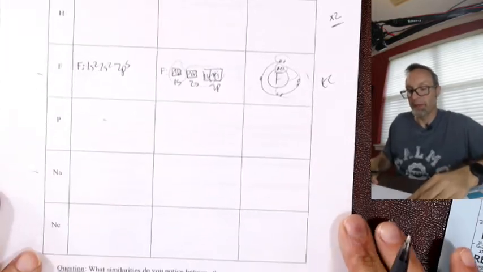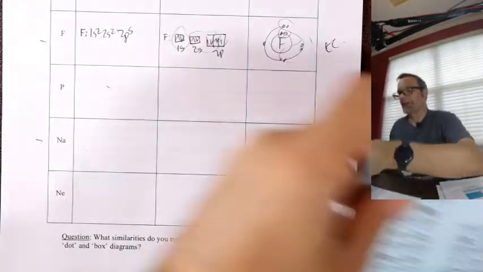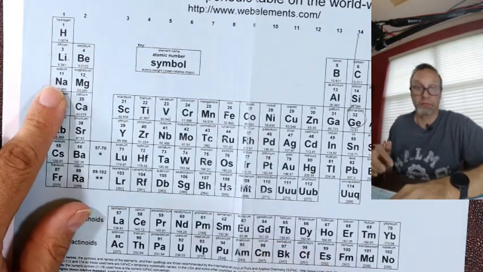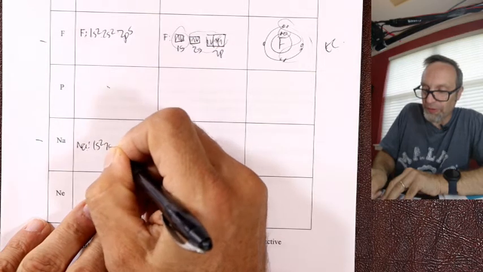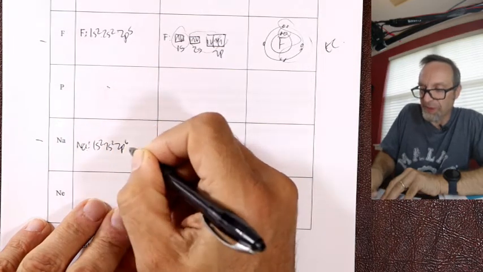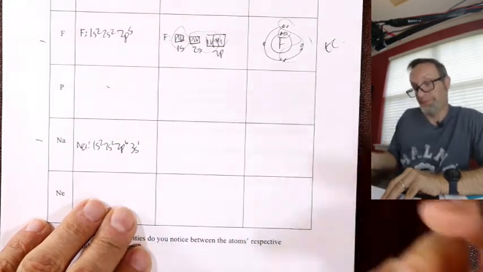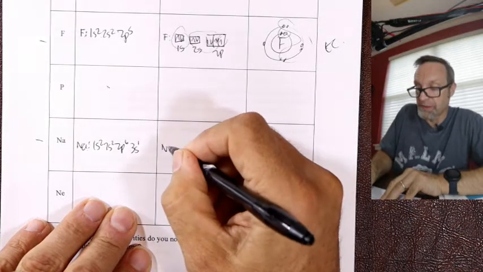All right. Sodium. Sodium is the first element in row 3, so 3s1 is its terminal electron. So let's read across. Sodium, 1s2, 2s2, 2p6, 3s1. Fair enough.